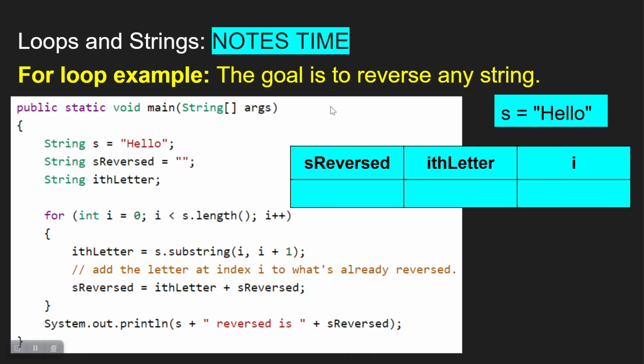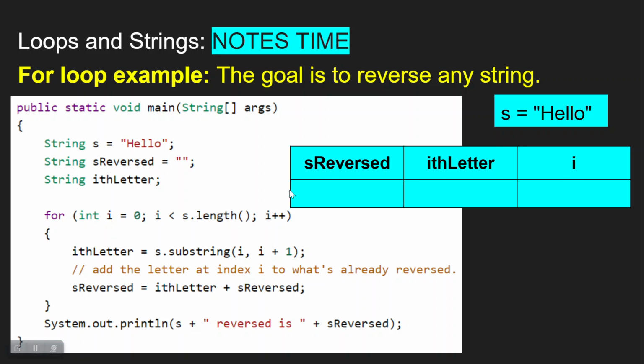So let's go ahead and trace this through. Our first variable is s, and that's storing hello. Our next variable is sReversed, which right now has nothing in it. The ith letter is another string variable, so I've got that being stored here. And then last, we've got our loop control variable i, which I'm storing over here.